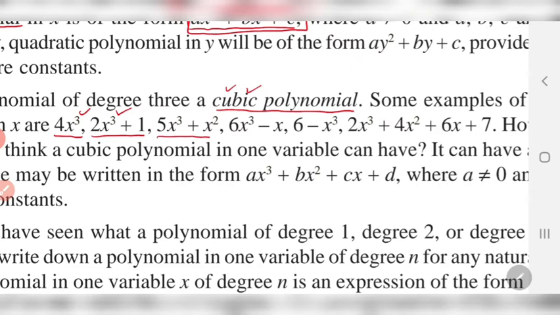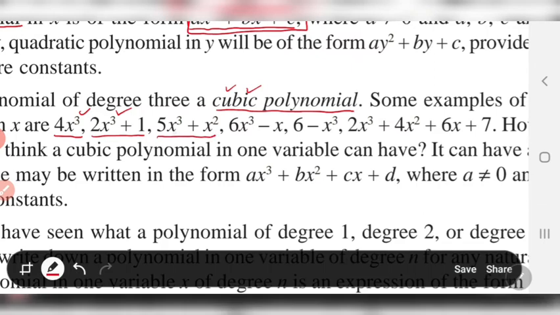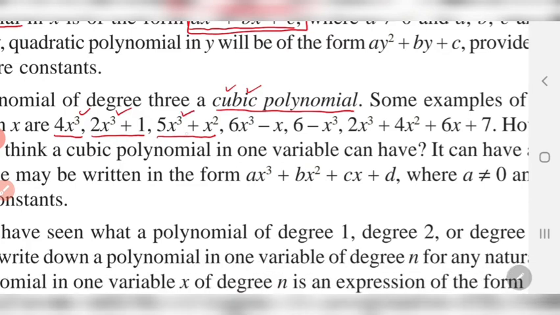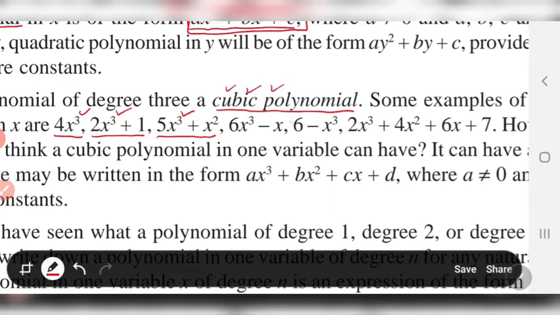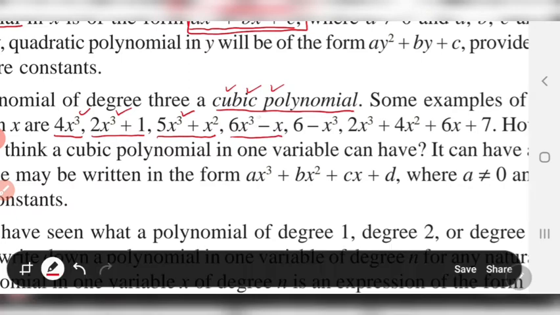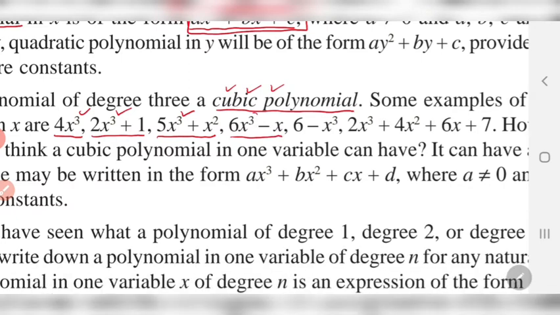5x cube plus x square, correct? Here also you check the variable x, it has an exponent of 3. It is also known as a cubic polynomial. Again, always check the highest exponent. Understood? Here also the highest exponent is 3, so it is known as a cubic polynomial.